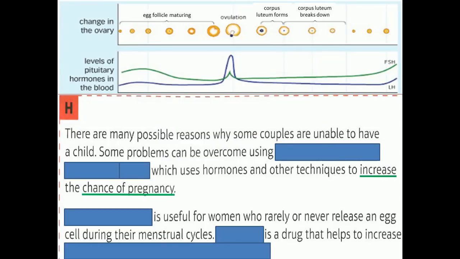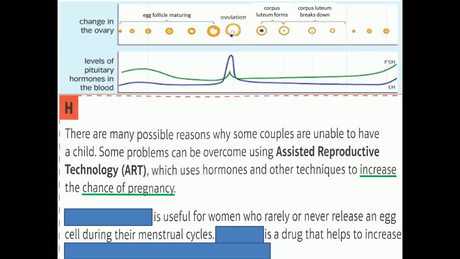Now, some couples want to increase the chance of pregnancy, so they don't want to use contraception, they want to actually get pregnant. And this could be overcome using assisted reproductive technology. And there are two different types of ART that you need to know about.